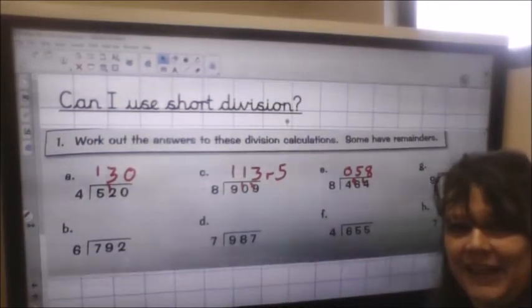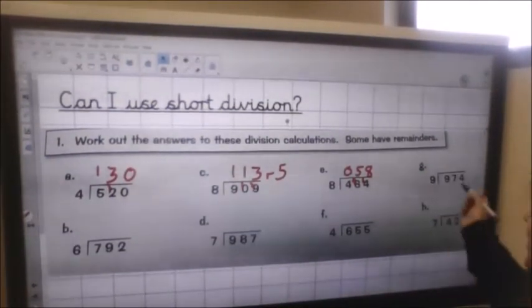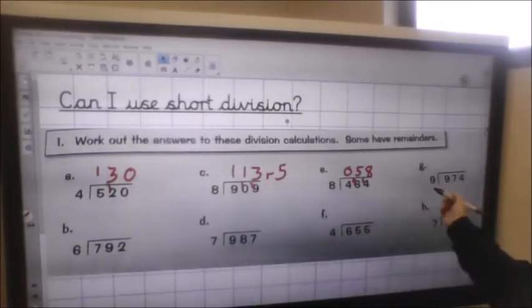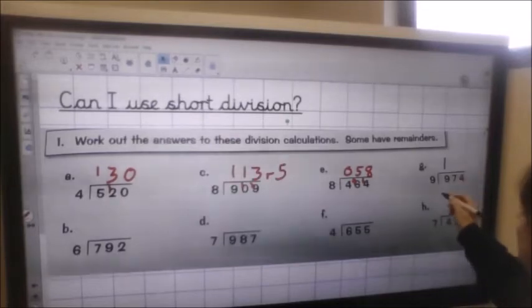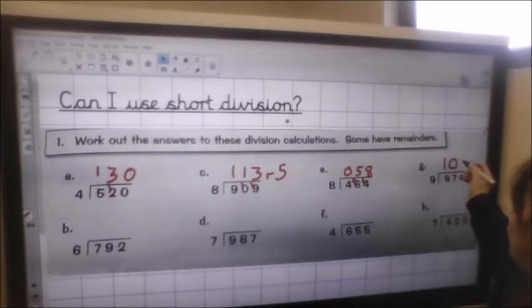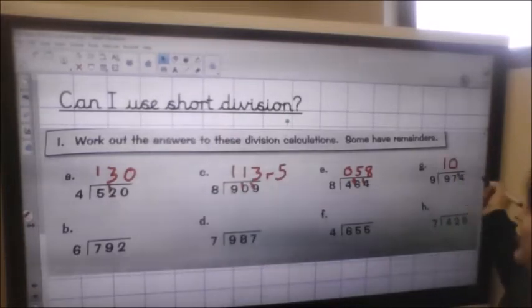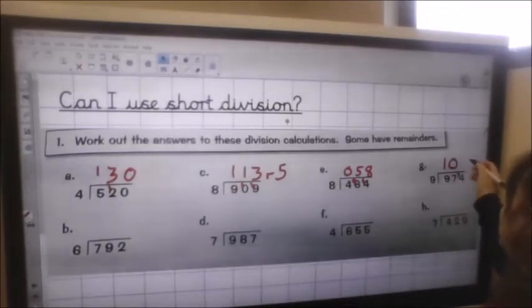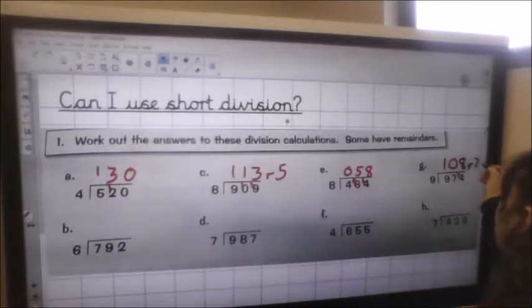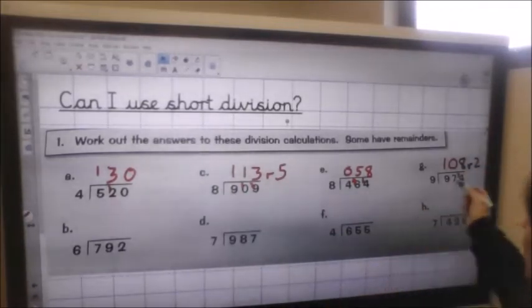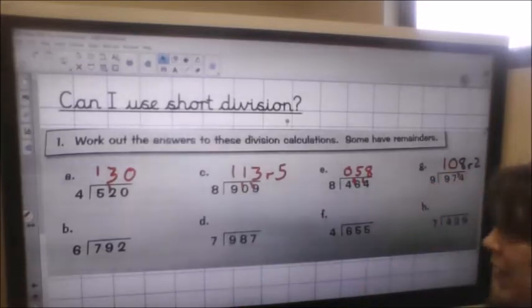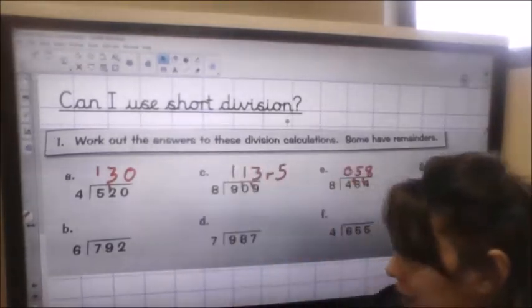Okay, year 6, let's see how you got on then. So I'm going over here. So 974 divided by 9. Well, 9 into 9 goes once. 9 into 7 doesn't go. So I move the 7 over. 9 into 74. Well, 9 8's are 72. So it's 8, but I've got 2 left over. So it's 108, remainder 2. Little r and a 2. Let's have a little look over here then.